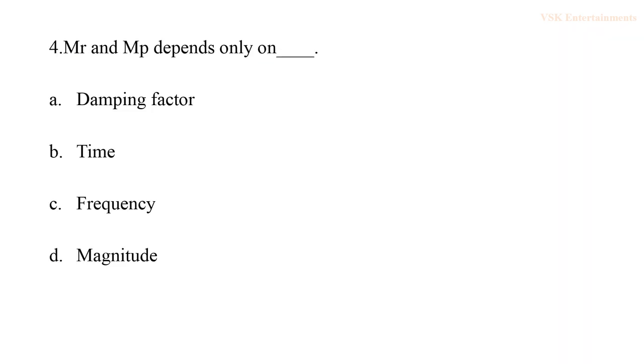Coming to the fourth bit, MR and MP depend on, options are damping factor, time, frequency and magnitude. Here MR and MP are the parameters in the frequency response. MR is the maximum peak value and MP is the maximum peak overshoot value. And the formula for maximum peak is 1 by 2 zeta into square root of 1 minus zeta square.